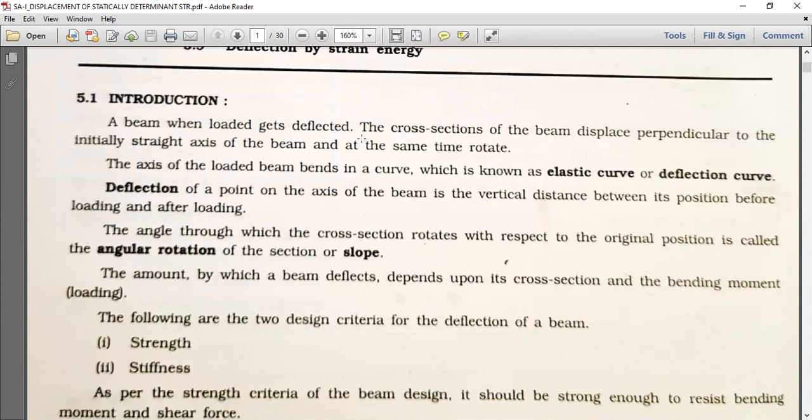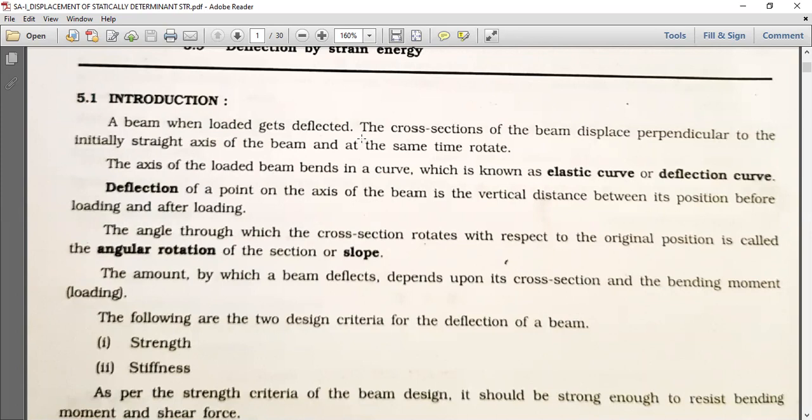Again, the angle through which the cross section rotates with respect to the original position is called the angular rotation of the section, or it's also called a slope. The amount which a beam deflects depends upon its cross section and the bending moment, or load also.